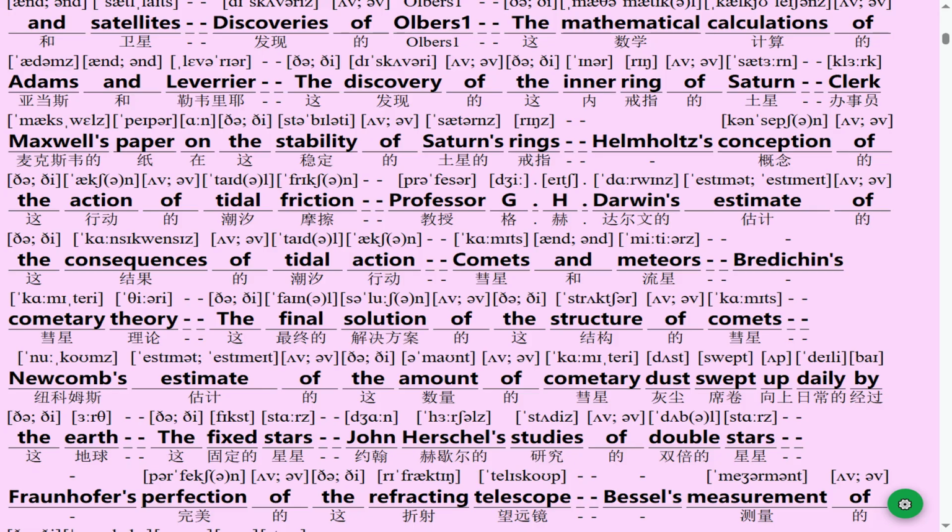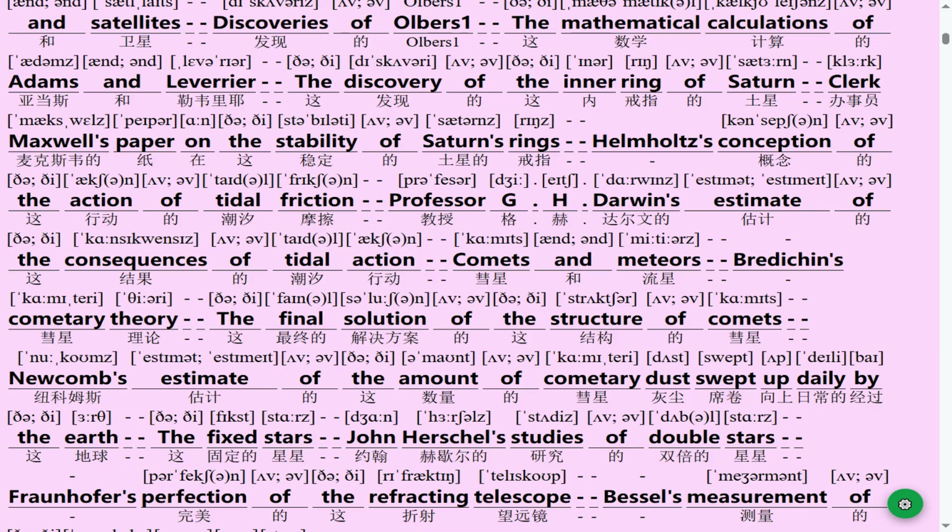The mathematical calculations of Adams and Leverrier, the discovery of the inner ring of Saturn. Clerk Maxwell's paper on the stability of Saturn's rings. Helmholtz's conception of the action of tidal friction. Professor G. H. Darwin's estimate of the consequences of tidal action. Comets and meteors. Bredichin's cometary theory, the final solution of the structure of comets. Newcomb's estimate of the amount of cometary dust swept up daily by the Earth.